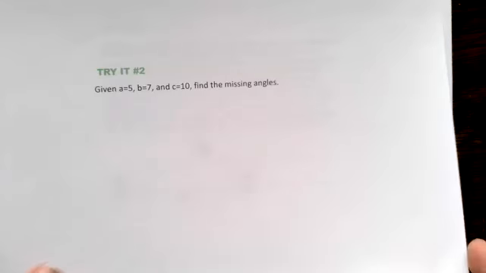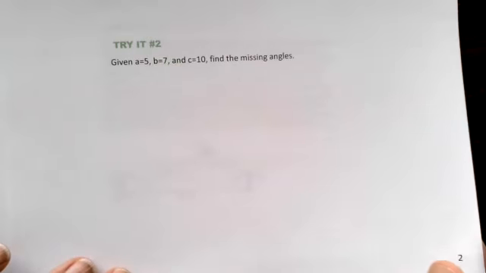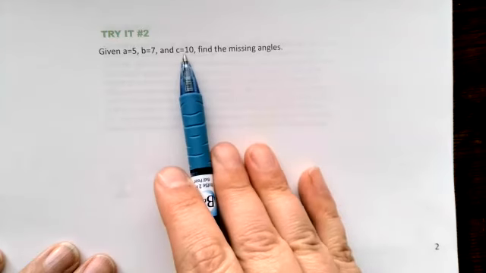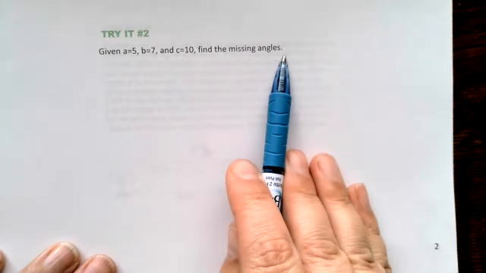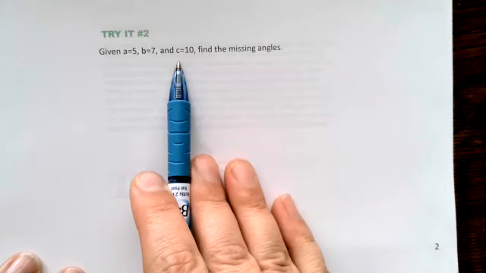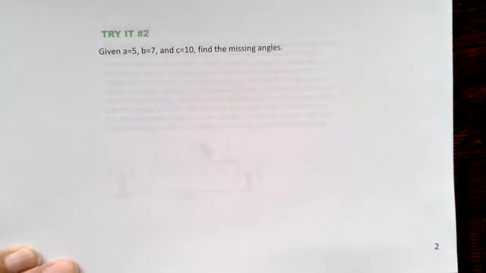All right, so go ahead and try it. This is given A equals 5, B equals 7, and C equals 10. Find the missing angles. So again, here we know all of the sides and we don't know any of the angles. Go ahead and try to find them.